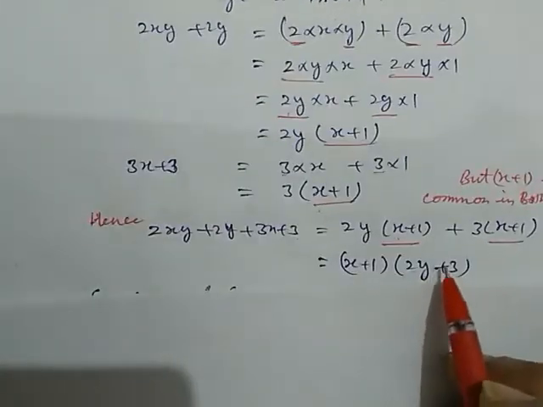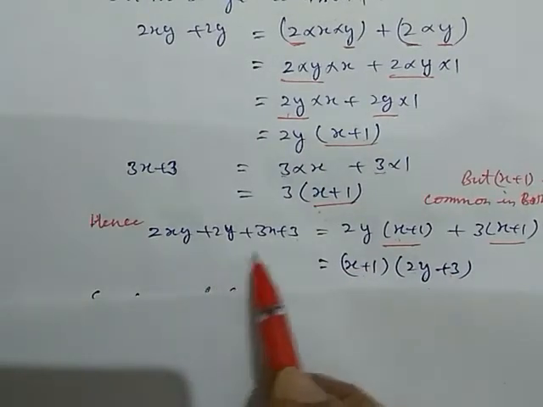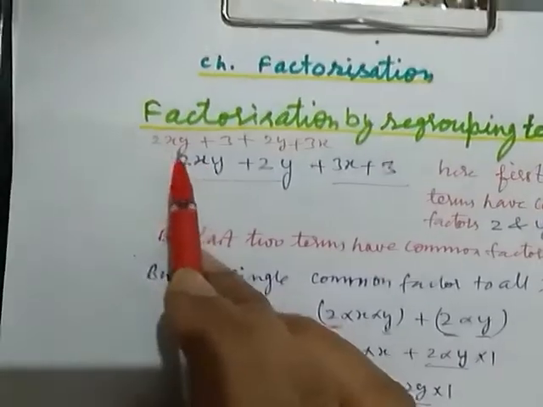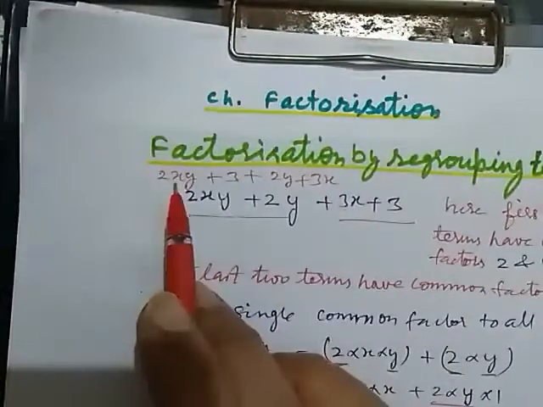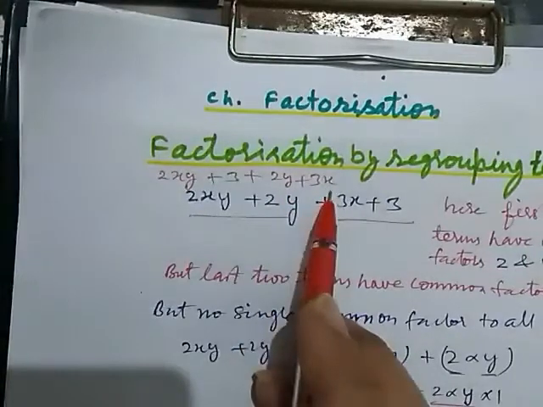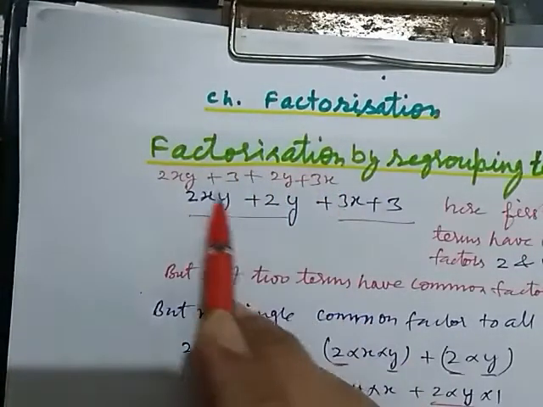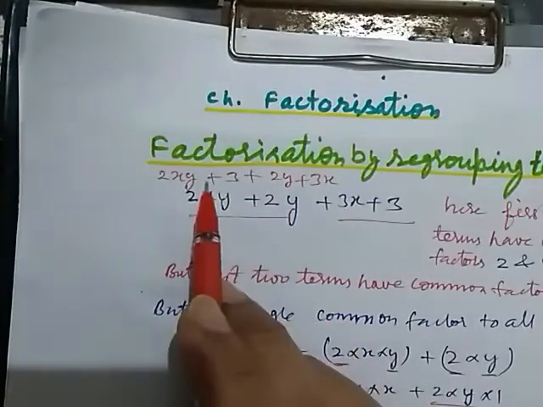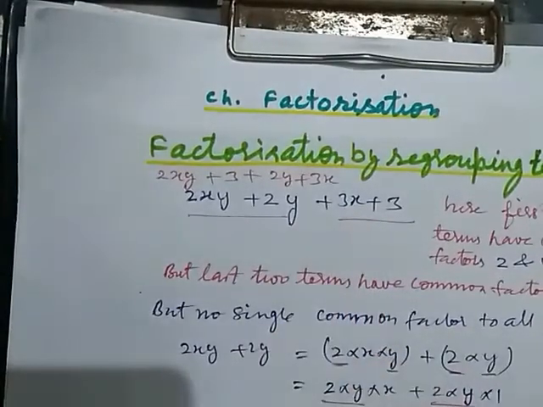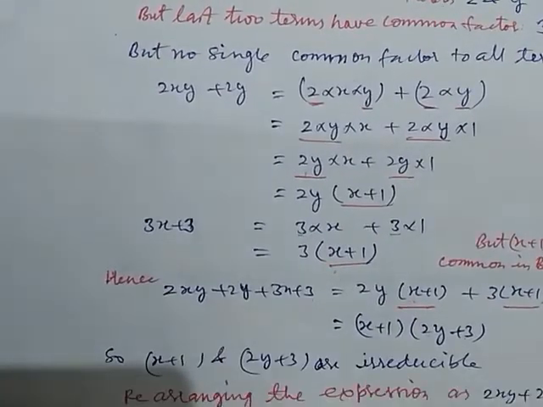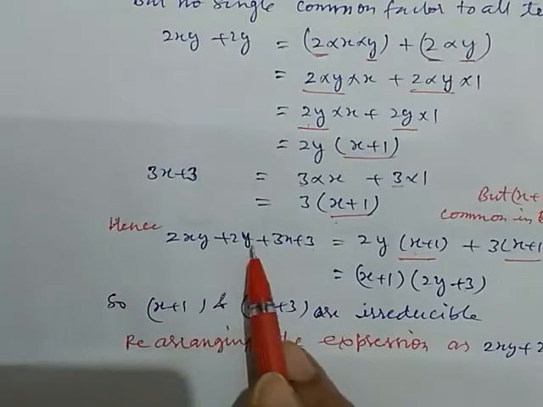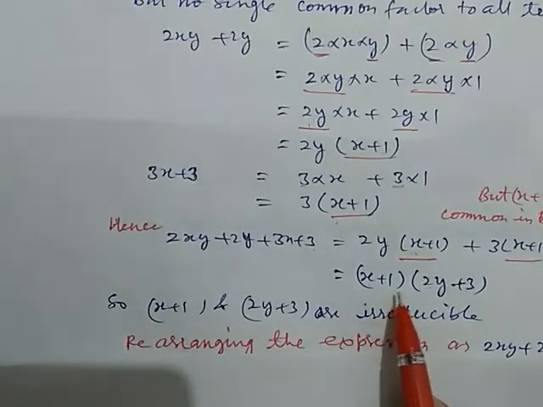So this way we can factorize any expression by regrouping. Here this is our problem in which there is no common thing. But when we regrouped them, we changed the placing. We bring 2y here and 3 here. Then they have something common. So this way is known as regrouping terms. By this way we get the factors of 2xy plus 2y plus 3x plus 3 as x plus 1 into 2y plus 3.